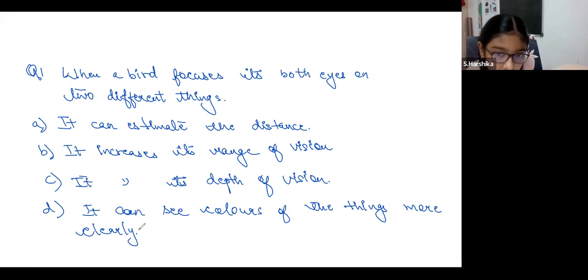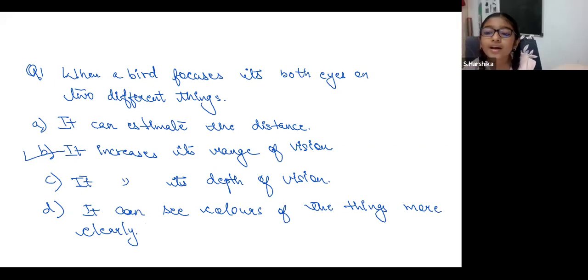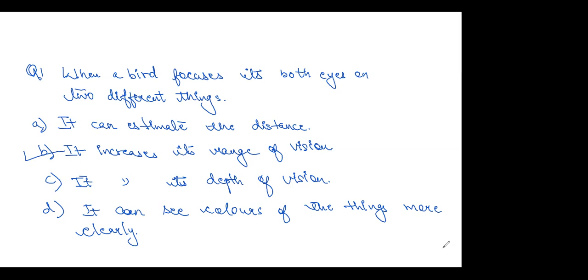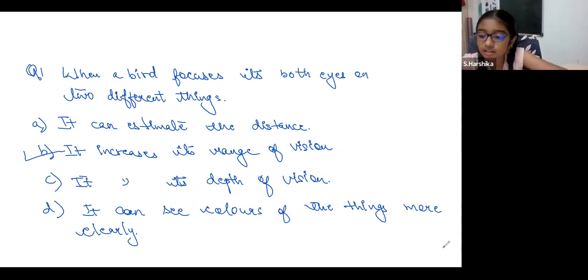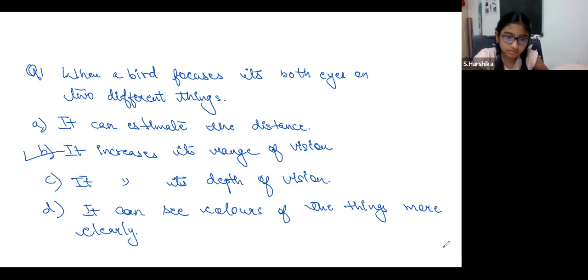It increases its range of vision. B? Yes, B. This is the correct one. Ma'am, does increases its range of vision mean it can see clearly? They can see to a larger range, to a broader range, two things. So the range is broader and larger than any other animal or human beings. Okay, thank you.